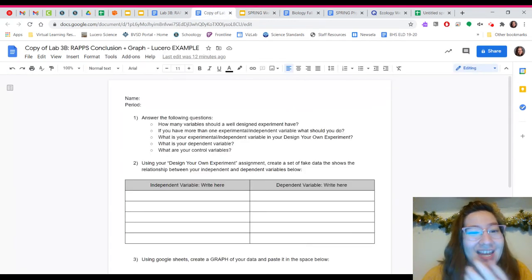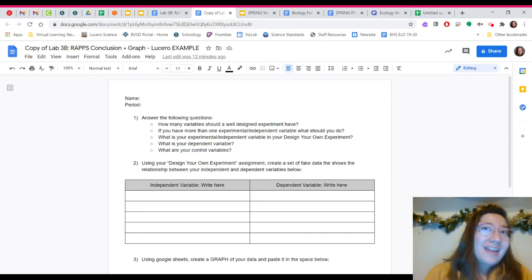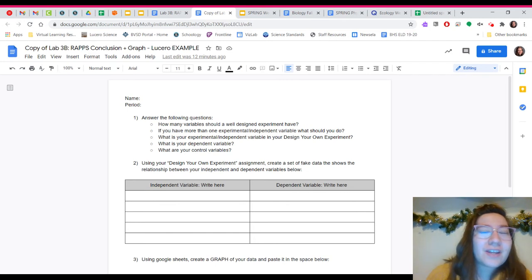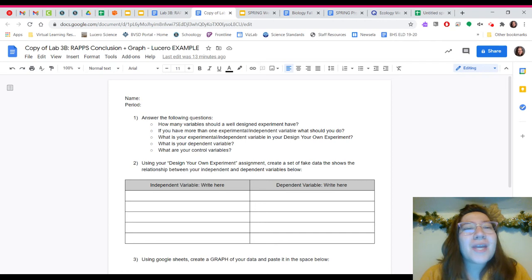All right, step 2. Earlier this week, I had you create a design your own experiment assignment. And I asked you to think of an assignment that had quantifiable data. And the reason why is not necessarily because we were going to collect data and actually do this experiment, but I wanted you to be able to use it for this activity today.